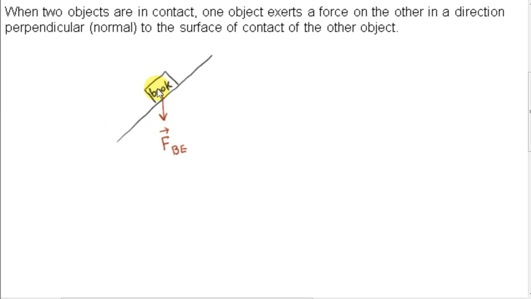Let's consider the contact force on the book due to this surface here. I'll still refer to this surface as a table. It's a table that's been slanted or inclined. So I will call the force on the book due to the table FBT. So this force is perpendicular or normal to the surface of contact of the book and the table. In this situation, the magnitude of FBT is actually less than the magnitude of FBE. In the other situation, these two forces were equal in magnitude.